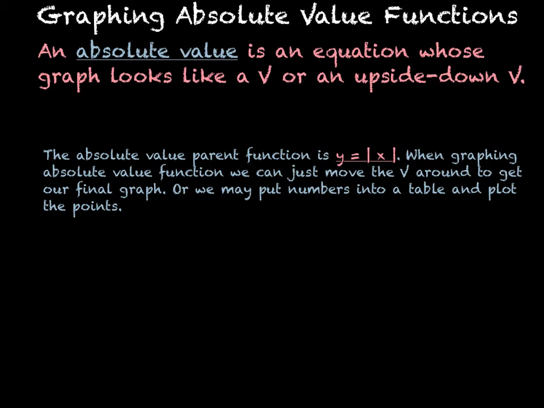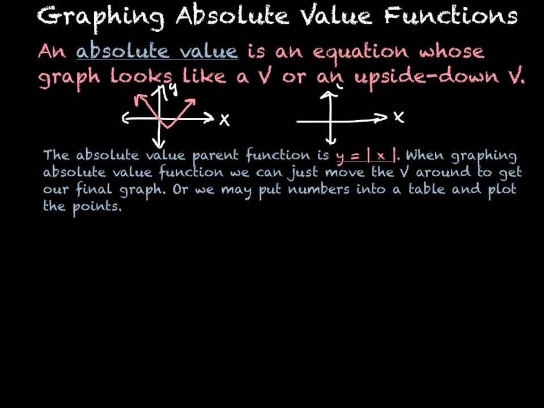Graphing absolute value functions. An absolute value is an equation whose graph either looks like a V or an upside down V. So what I mean by that is if we have a graph, this is our X, this is our Y, and an absolute value function is going to go down, kind of like a line, and then it's going to stop at a point, and then it's going to come back up. And then they're going to have arrows going up like that. So it's going to look like a V, or there's the possibility that it goes the other direction.